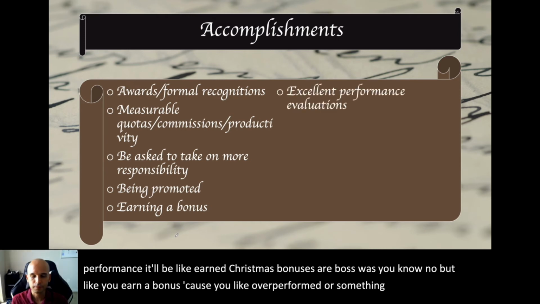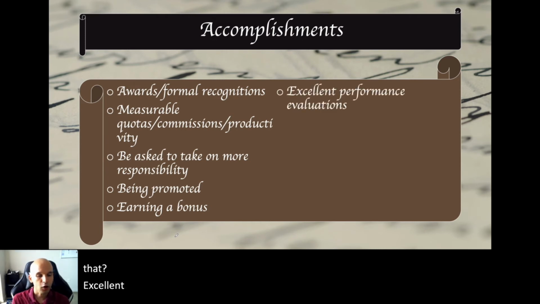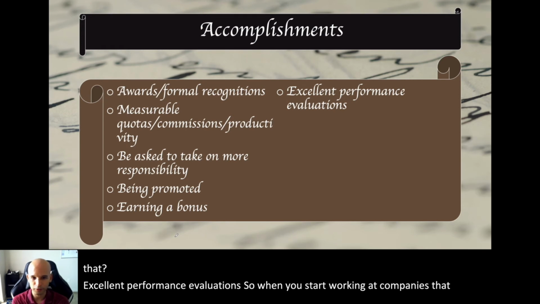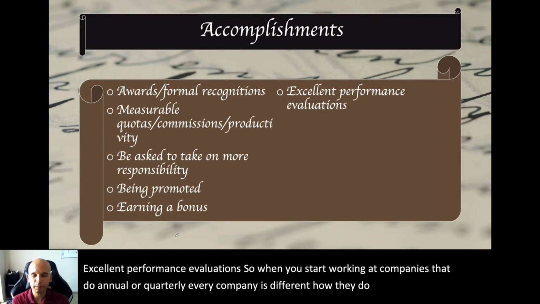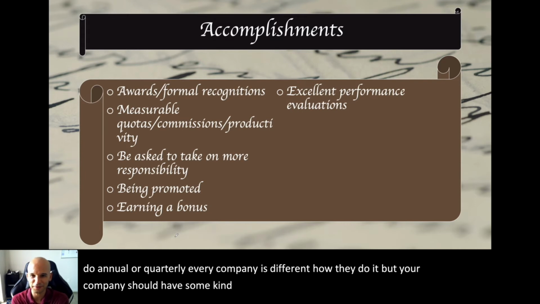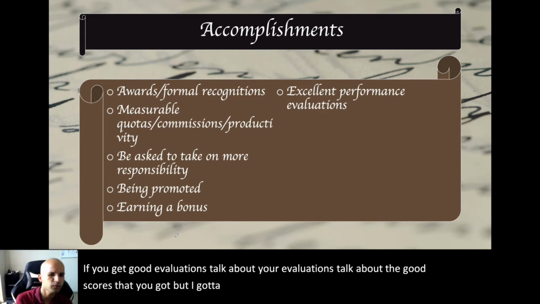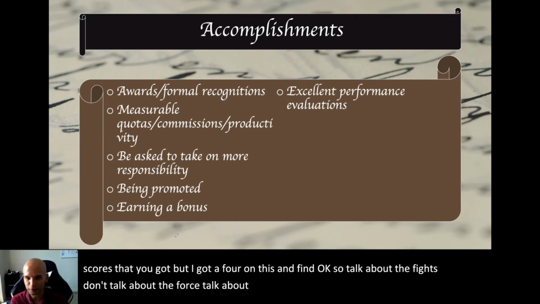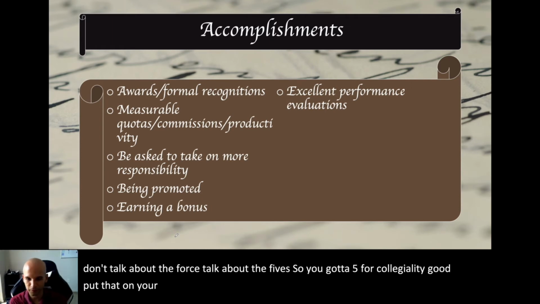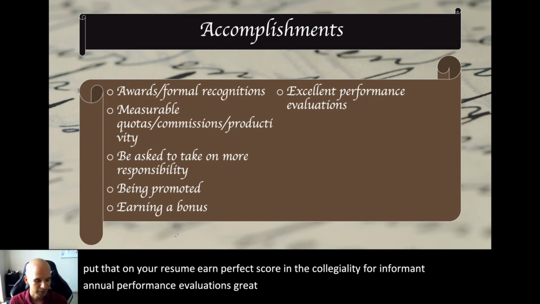Yeah, do that. Excellent performance evaluations. When you start working at companies that do annual or quarterly, I mean, every company's different in how they do it, but your company should have some kind of cyclical performance evaluation that occurs at least once a year. If you get good evaluations, talk about your evaluations. Talk about the good scores that you got. But I got a 4 on this and a 5. Okay, so talk about the 5s. Don't talk about the 4s. So you got a 5 for collegiality? Good, put that on your resume. Earned perfect score in collegiality in annual performance evaluations. Great, beautiful, love it. Put it on your resume, okay? So highlight the good stuff from your performance evaluations.